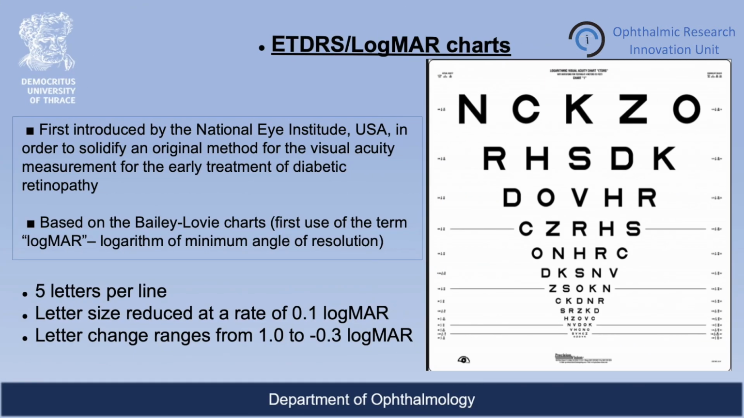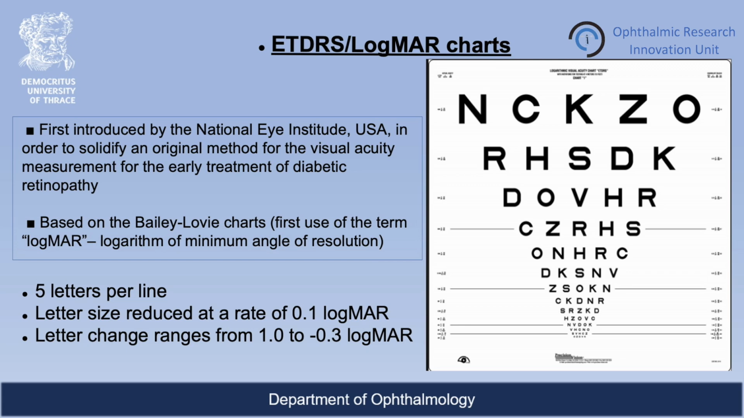The Early Treatment Diabetic Retinopathy Study, or ETDRS chart, was first introduced by the National Eye Institute of the United States of America, based on the Bailey-Lovie charts, in order to solidify an original method for the visual acuity measurement for the early treatment of diabetic retinopathy.